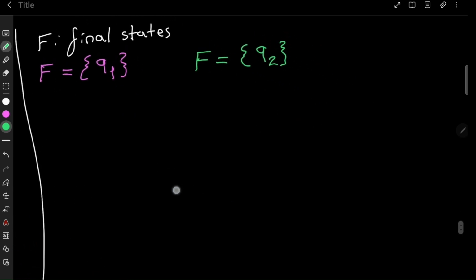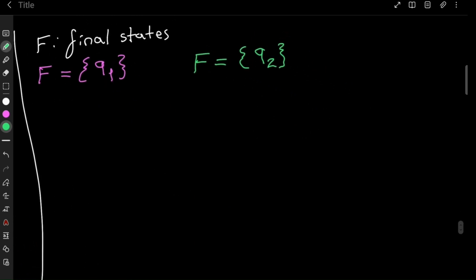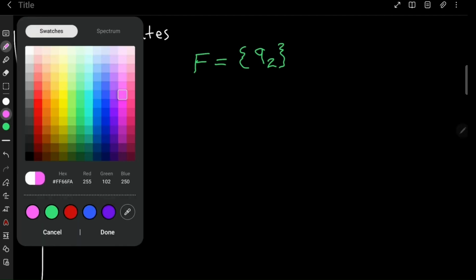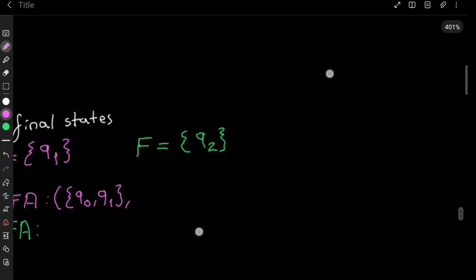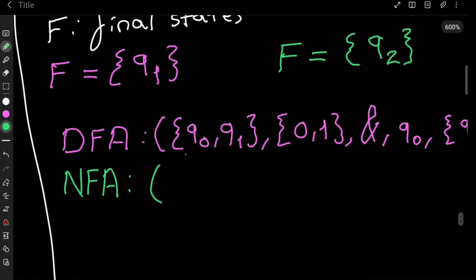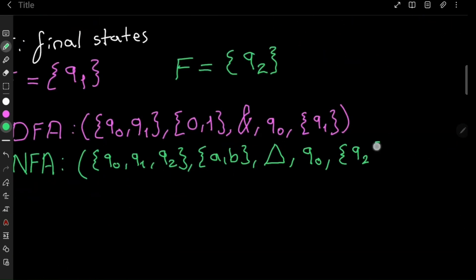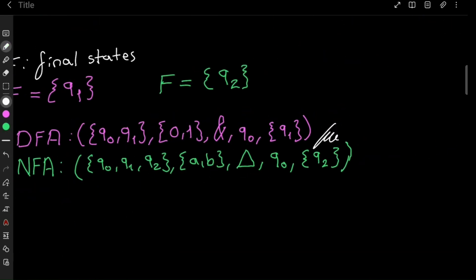So, now that we have found each piece of the 5-tuple notation, we can write the final representations. Let's write them. So we have found 5-tuple representations for DFA and NFA. And this is all for today's lecture.